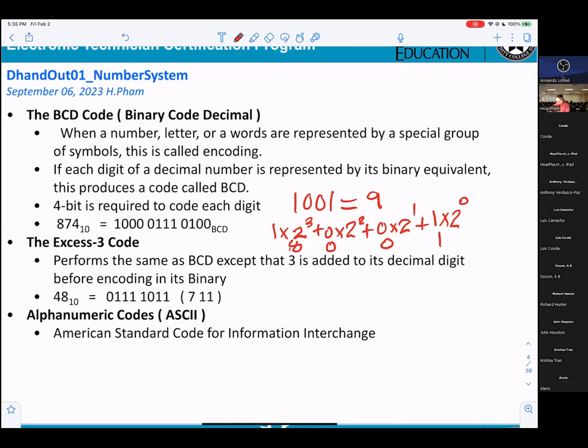Alphanumeric code, ASCII. That's the American Standard Code for Information Interchange. If you go into Google, you type in ASCII, they've given you the table relating, okay, decimal and the binary. They have to follow the same way. So that's why on the computer, okay, they must be the same.